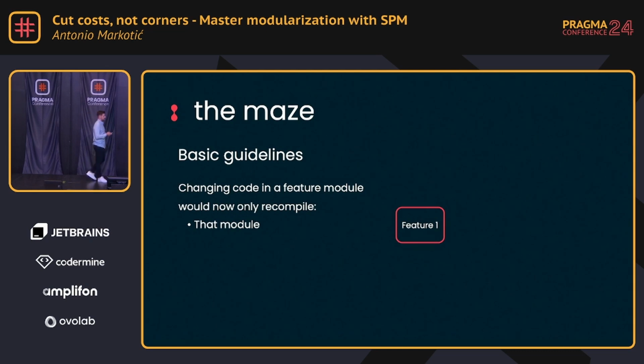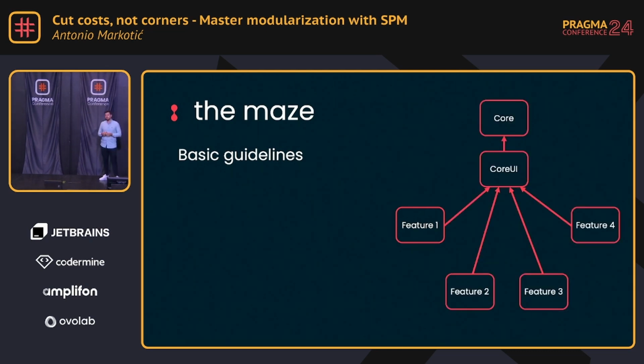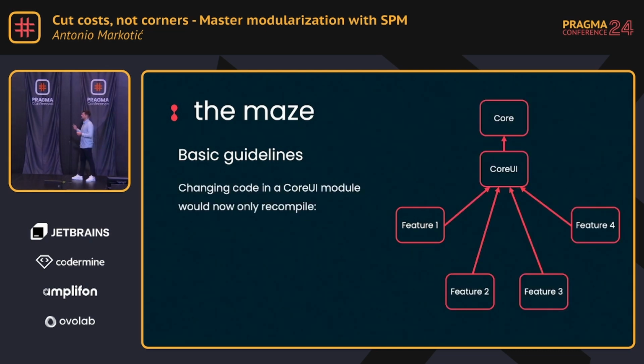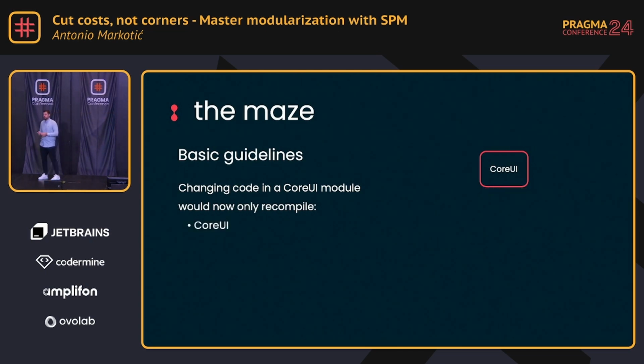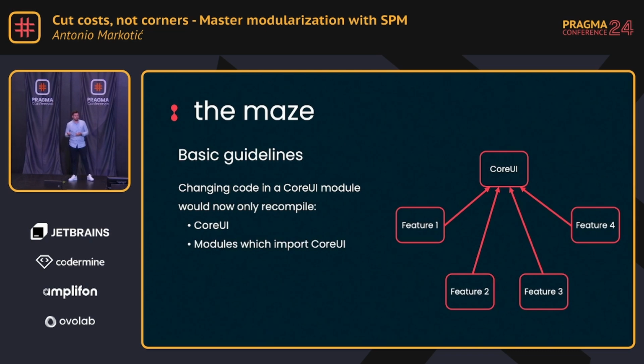What comes naturally to question is what happens if we change something in a core UI module? Let's say that we add another parameter in the initializer of our primary button configuration. Well, if we do so, what would need to be recompiled is obviously the core UI module, but also all the other modules which use its functionalities, because it needs to be checked if that new thing that you've changed has to be implemented in those modules as well.